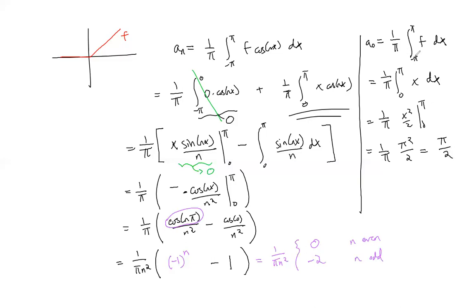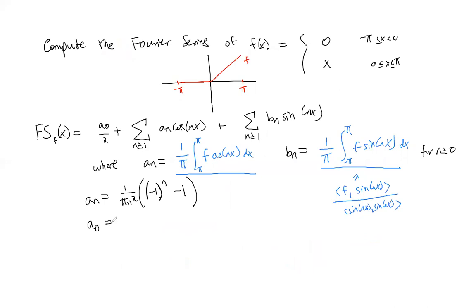The reason we should do a0 separately is you can also see it here. If I try to plug in 0 for n, it's undefined, because it's a different number. So we find pi over 2 for a0. We should also write that down, pi over 2, or I'll do that over here.